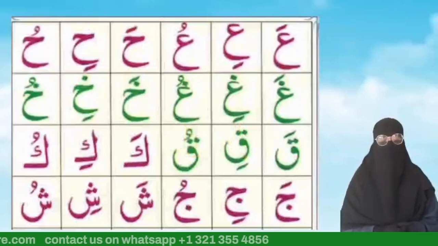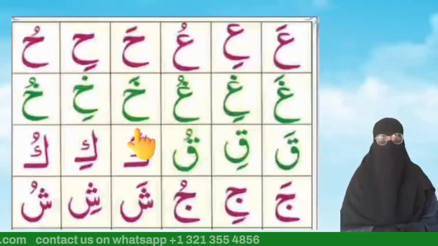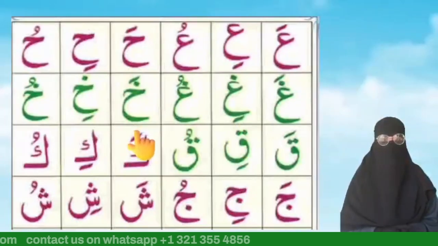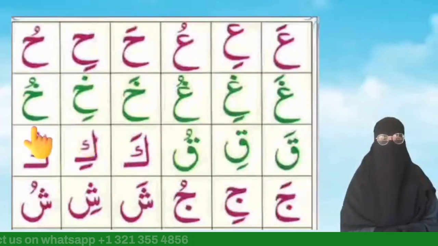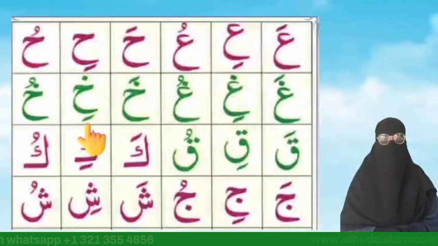Okay. Now the next one, it's like the above ha with one dot, and you know that it's kha. Now you have to say with the changing movement one by one. Kha, fatha, kha. Kha, kasra, khi. Kha, damma, khu. Say them all together one by one after me. Kha, khi, khu. Kha, khi, khu.